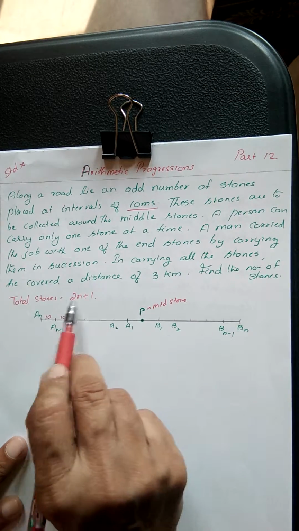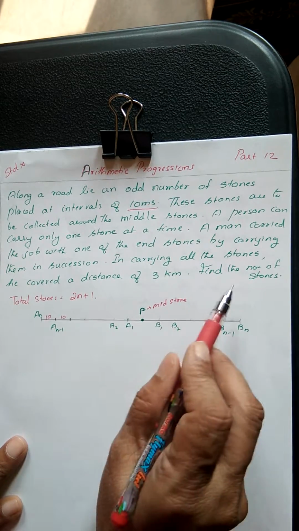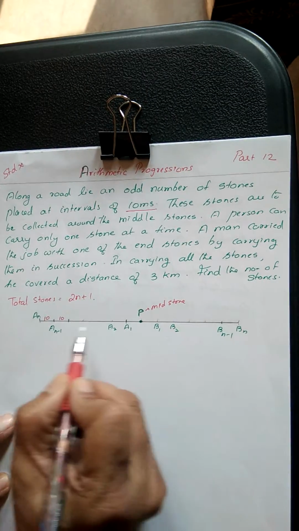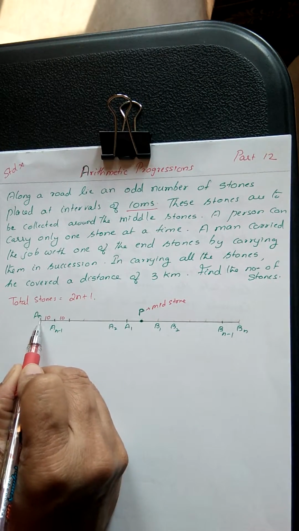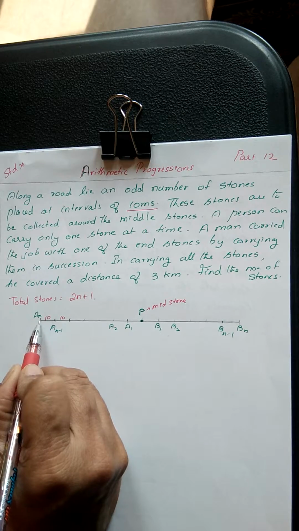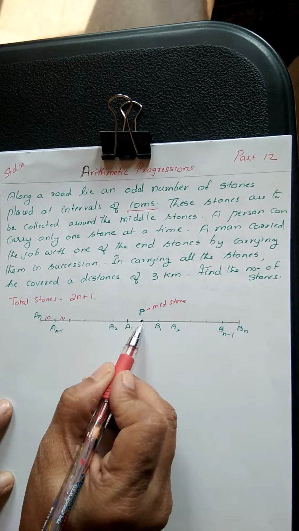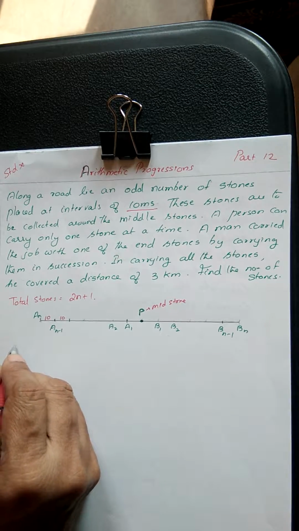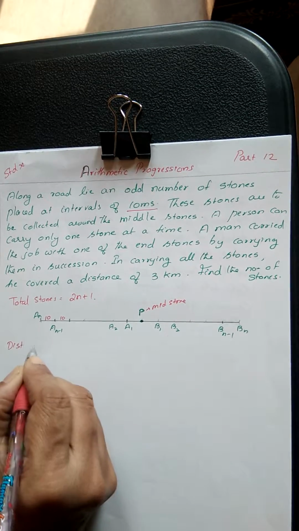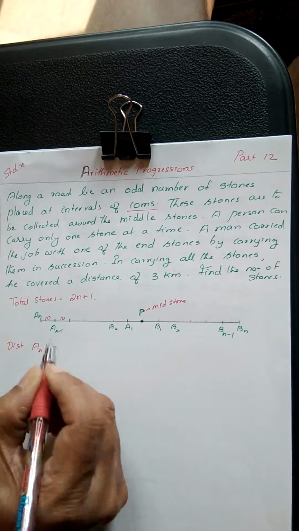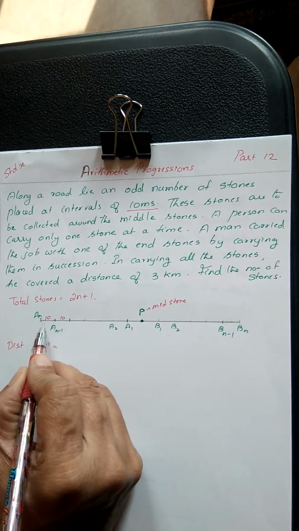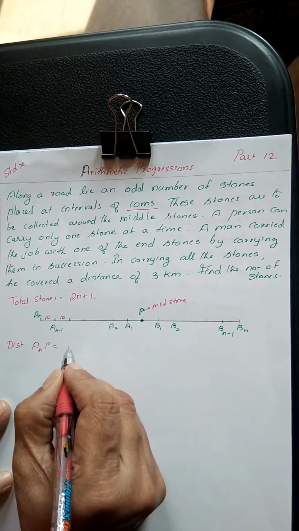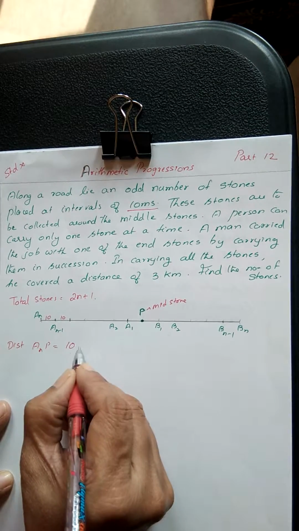Now the total distance he has covered is 3 kilometers. Now we have to find the number of stones. So from AN, now he is starting from AN. From AN to P, the distance AP, the number of stones is N, and each is 10 meters apart. So the total distance covered will be 10N.